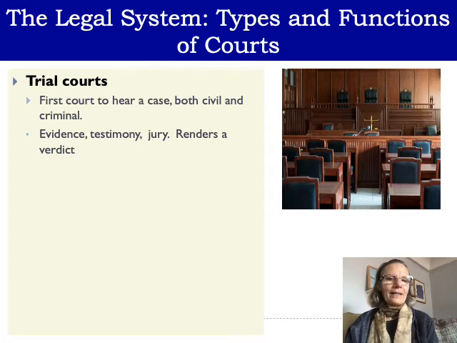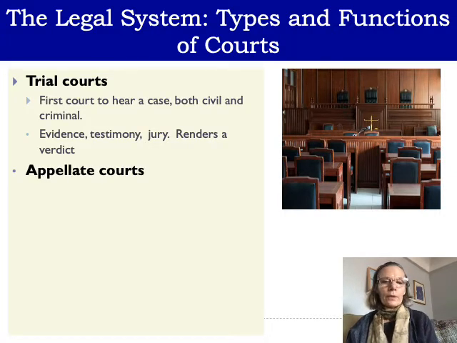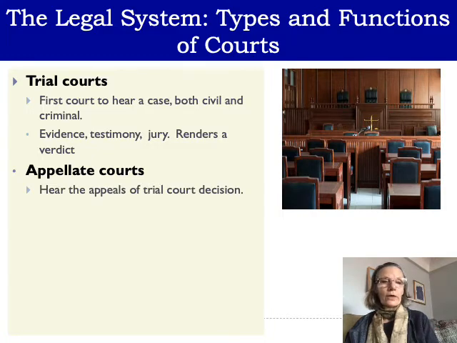So what happens in a trial court? Well, it's where the trial takes place. Evidence is presented. People come and provide testimony. There's a jury. The jury renders a verdict, and then the individual is sentenced. Those are all the things that take place in a court of original jurisdiction, a trial court. There are other courts that don't hear the case for the first time. And that's what's known as appellate courts.